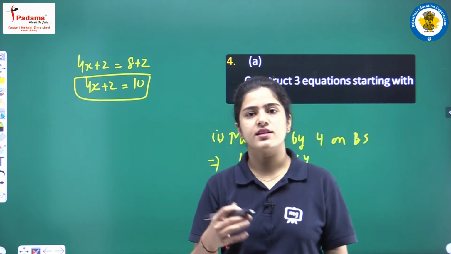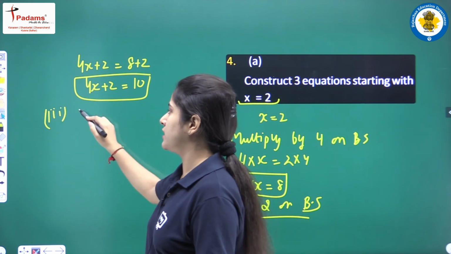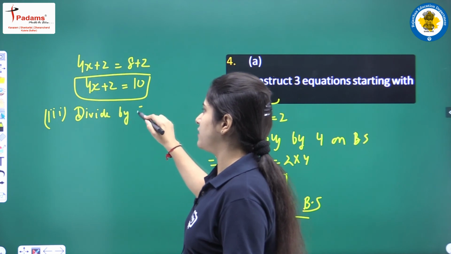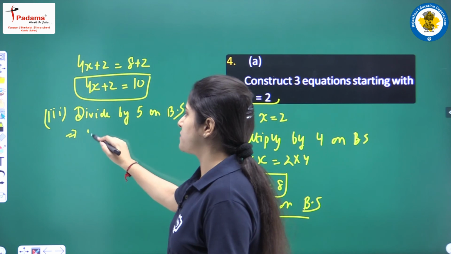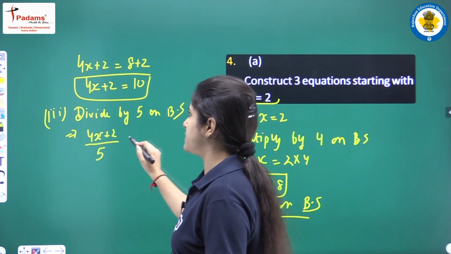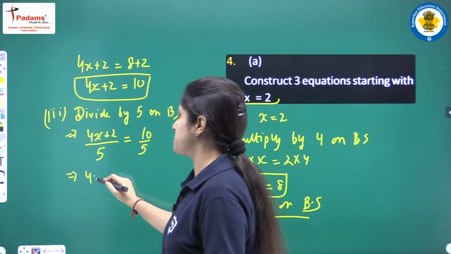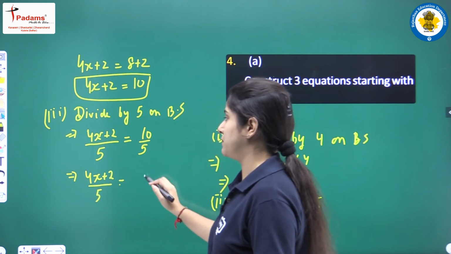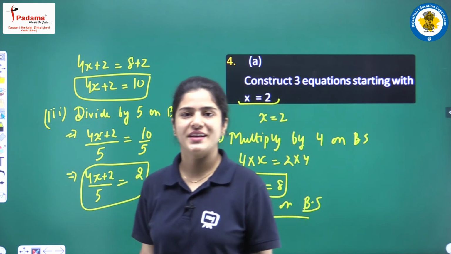Now it's time to construct the third equation, okay. And to construct the third equation, now divide by 5 on both sides. So students, 4x plus 2 upon 5 is equal to 10 divided by 5, okay. So 4x plus 2 upon 5 is equal to 10 divided by 5, which is 2. This is your third equation, okay students.